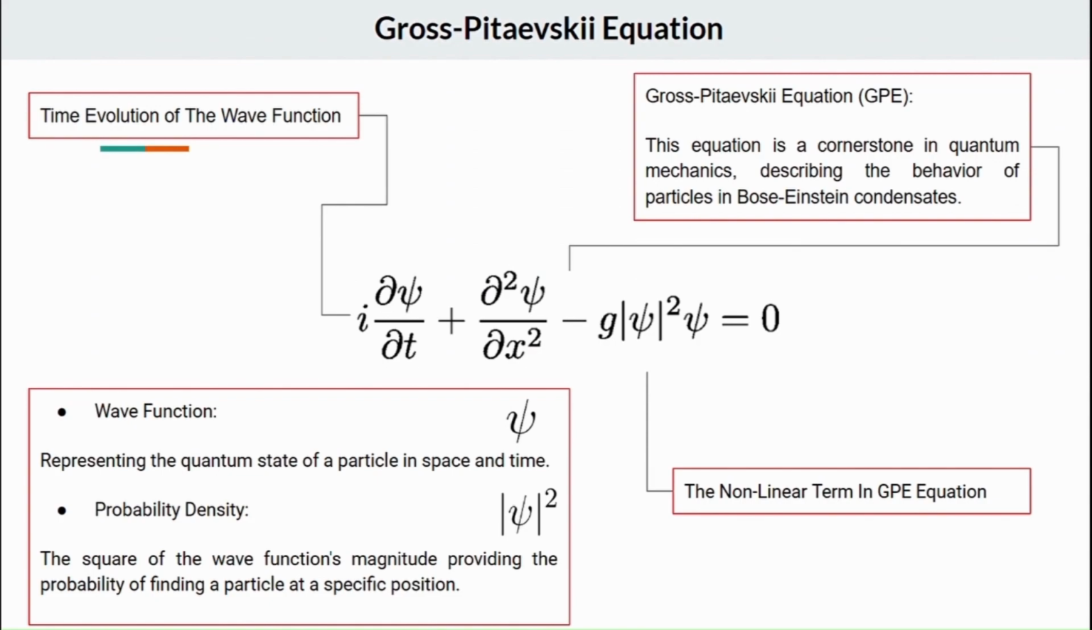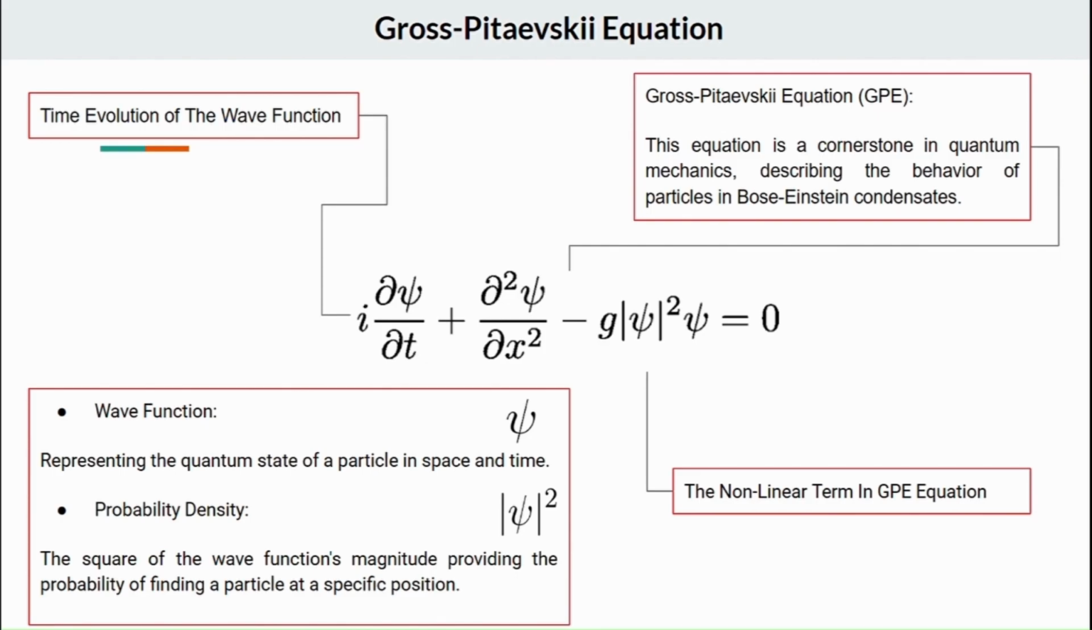This nonlinear equation, the Gross-Pitaevskii equation, or GPE, is named after Eugene P. Gross and Lev Petrovich Pitaevskii. The GPE basically describes quantum particles, especially in systems exhibiting Bose-Einstein quantum states. So now let's understand the equation.